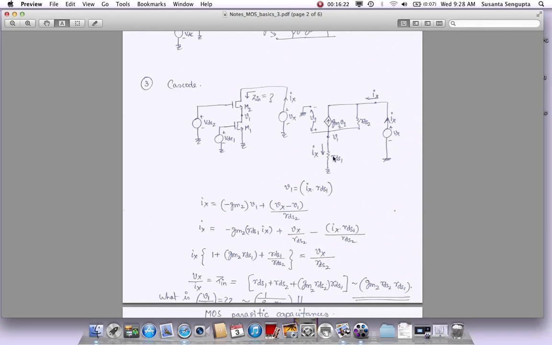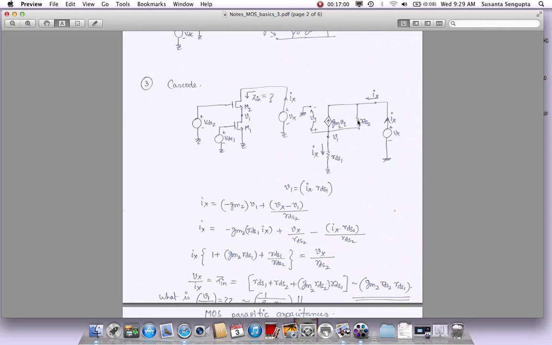Okay, so V is equal to IR. That's the first equation we wrote. The second equation we will write is for Ix. Now let's look at Ix, which splits into two parts. So Ix is equal to minus of GM2 times V1 because it's going this way, right? So if I were to turn it around this way to add these two currents, I'll have to write minus GM2 times V1. That is this current here. What is the current in this branch? The voltage here is Vx, the voltage here is V1. So Vx minus V1 by RDS2. That is the current in this branch.